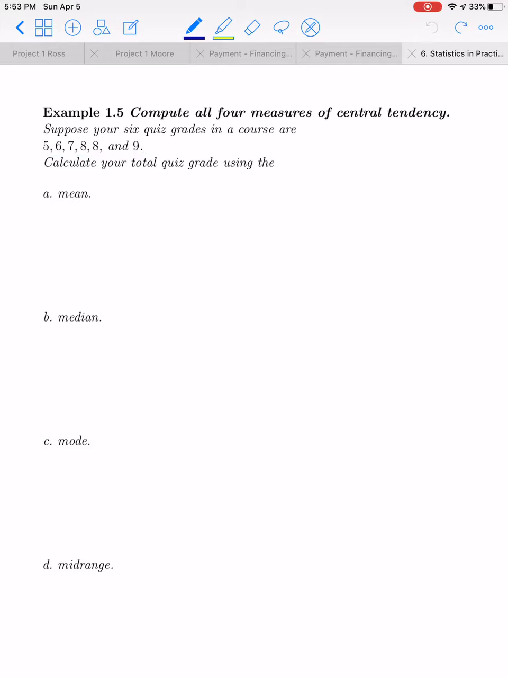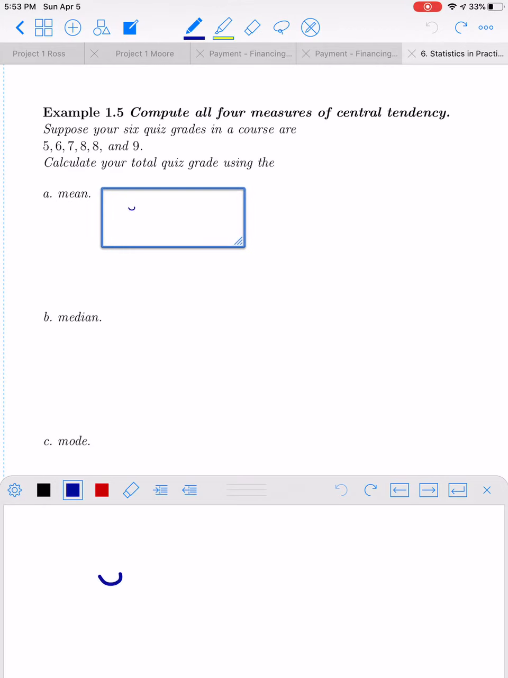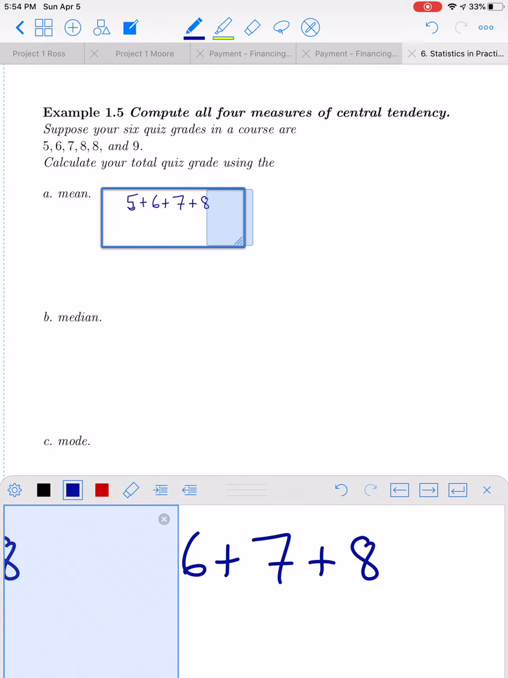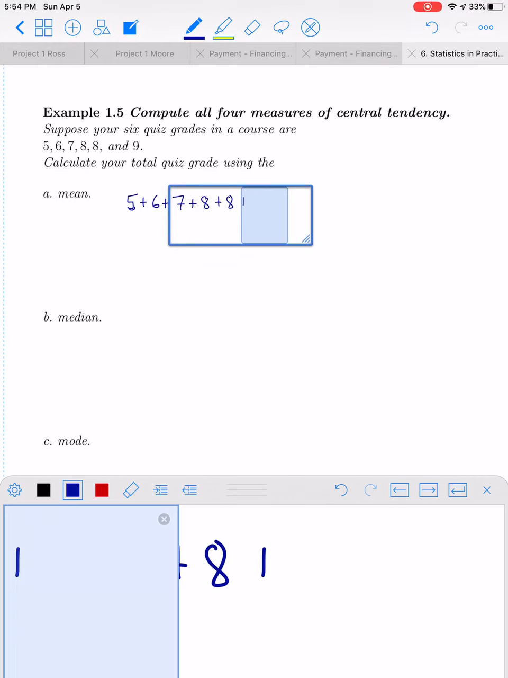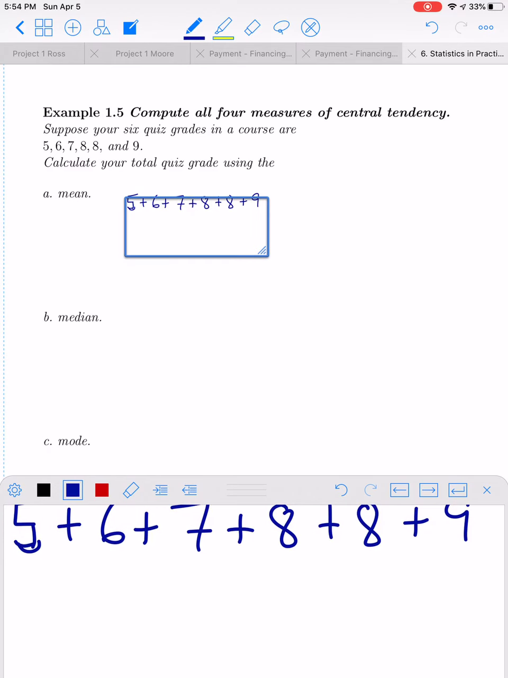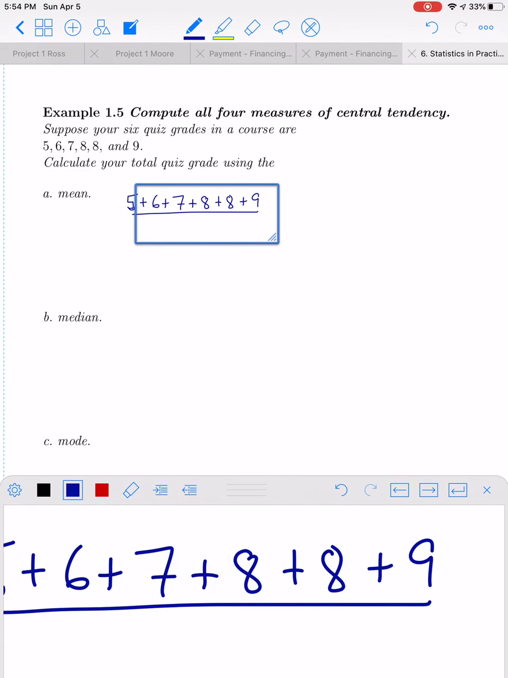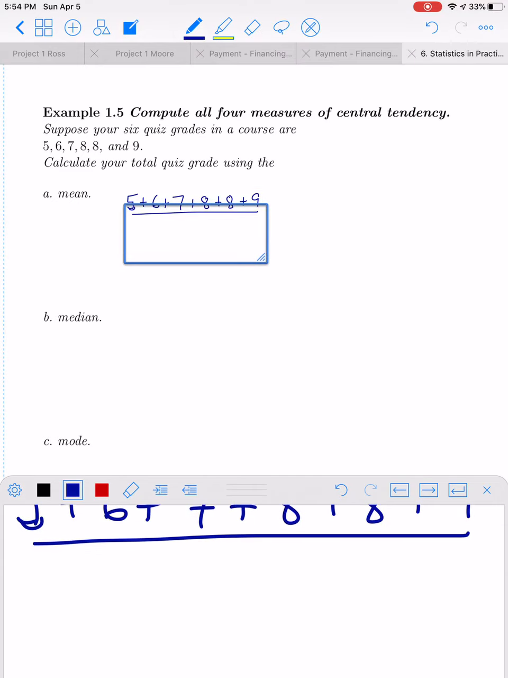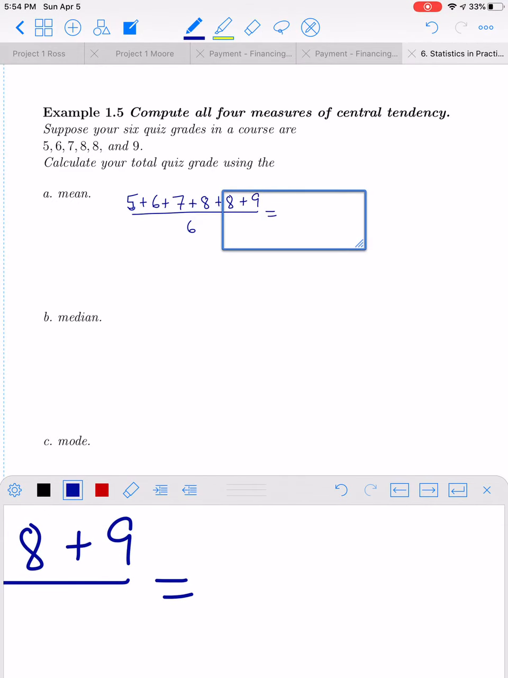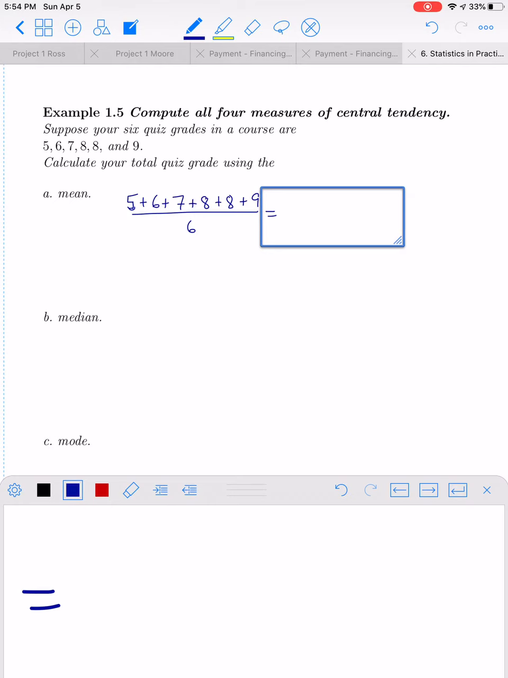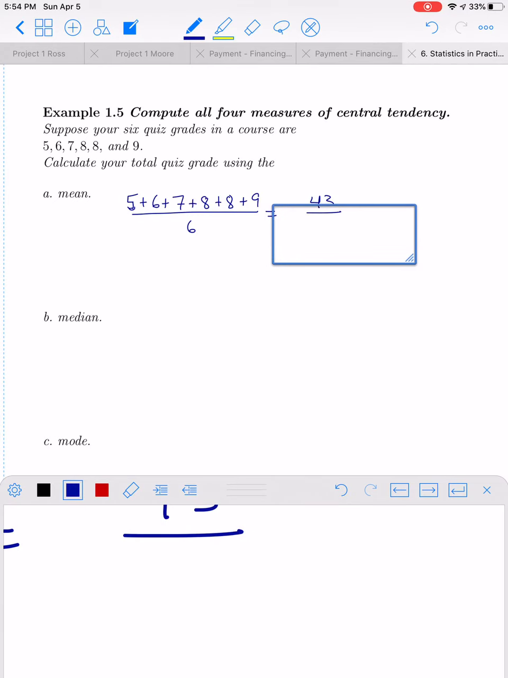Anyway, we're asked to find the mean first. So we've got 5 plus 6 plus 7 plus 8 plus 8 plus 9. Okay. And we divide by, how many do we have? There are 6 total. So we divide by 6. And again, a calculator is a nice thing to have here. 11 and 15 is 26. 34 and 9 is 43 over 6.